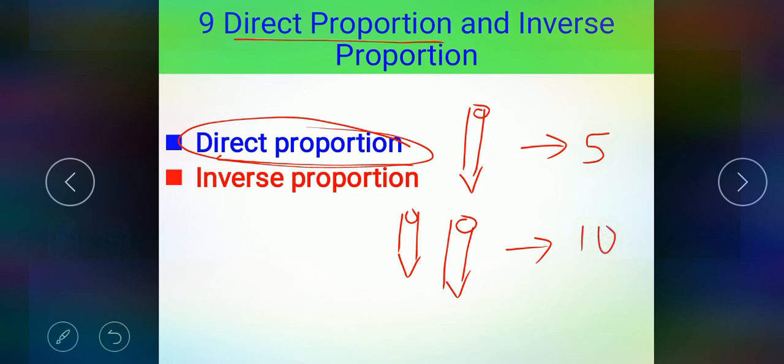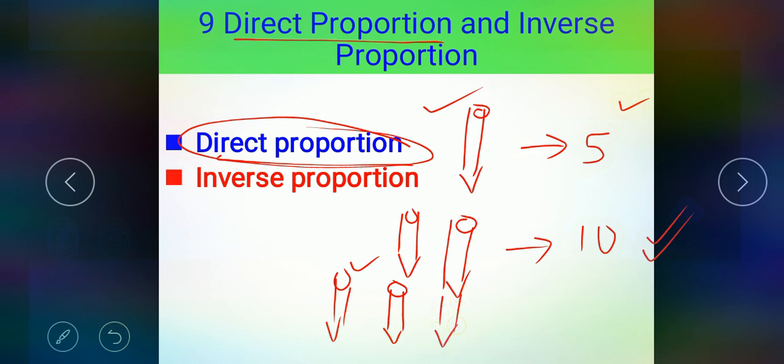Now here, when you see, when the number of pencils increases, the amount also increases. Initially the number of pencils was 1 and the cost was 5 rupees only. As I increase the number of pencils, now it is 2 pencils, the cost is 10 rupees. Suppose I say I want 3 pencils, then the cost will become 15 rupees, students.